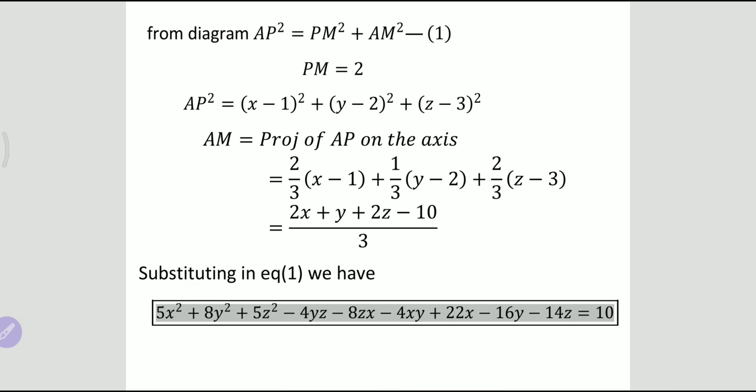And the other thing, since we are taking the projection on the axis, you have to find out the direction cosines of the axis. Now how to get the direction cosines? If you know the direction ratios, I hope you remember, if A, B, C are the direction ratios, how to get the direction cosines? A upon root of A square plus B square plus C square, B upon root of A square plus B square plus C square, and C upon root of A square plus B square plus C square.